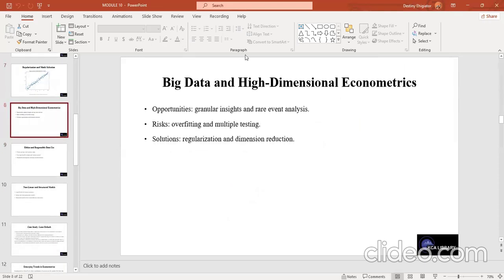What about big data and high-dimensional econometrics? The opportunities here are granular insights and rare event analysis. The risks are overfitting and multiple testing. The solutions here are regularization and dimension reduction.